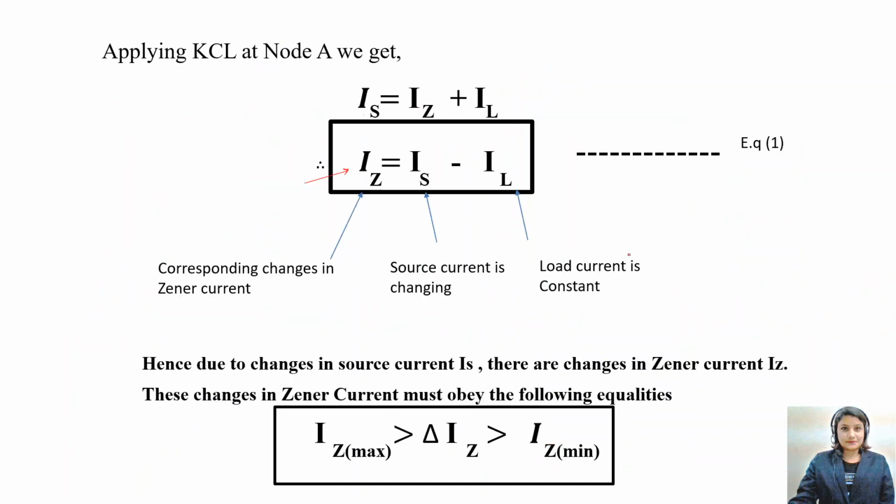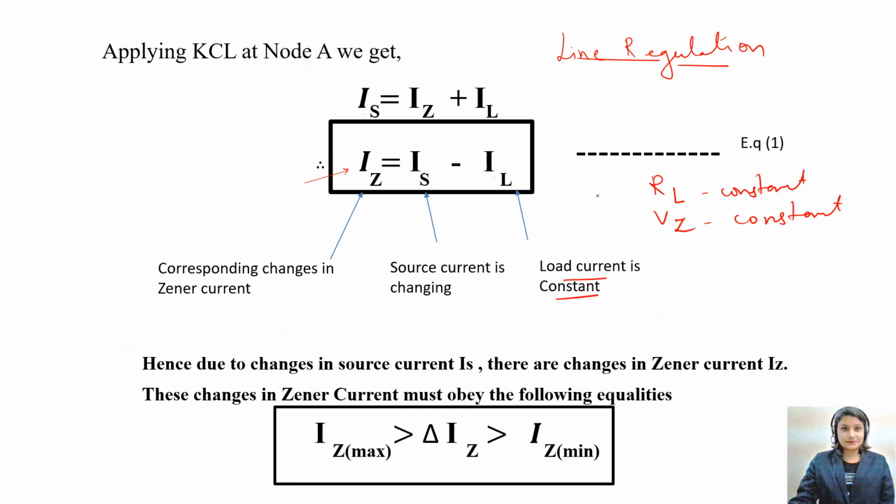In the circuit, mind it well, we are talking about the line regulation circuit. In a line regulation circuit, your IL, the load current, will always be a constant current, since the value of RL is constant and the voltage across RL is also constant. That is why your load current is constant.